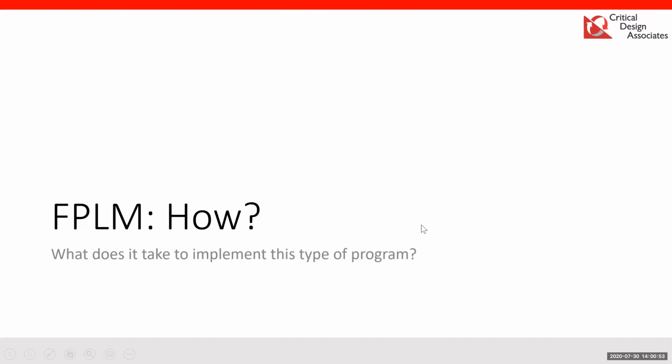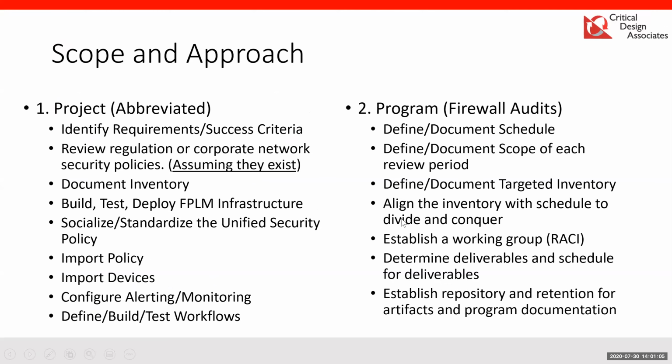Now the next part is really how. What does it take to implement a program like this? We're going to walk through the project and the program development process that we use. There's more than one way to skin a cat, but this works well for us. So first, we go through the project phase. We identify requirements and success criteria. It's very important. How do you know you achieved the goal or accomplished the mission?